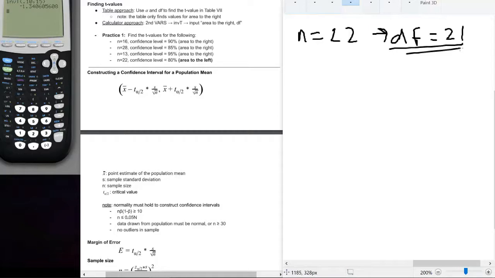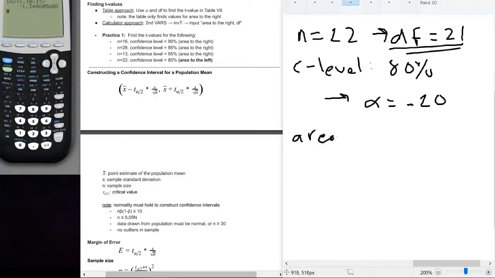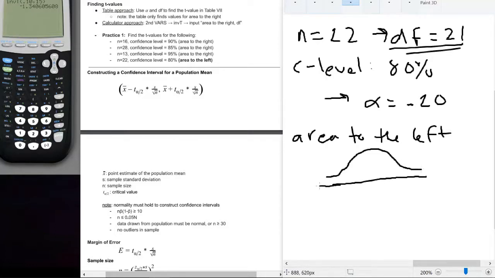They give us a confidence level of 80%. Let's go ahead and make a note of the alpha. Alpha should be the remaining 20%, right? Let's put that in decimal form. And this time we're told that we have an area to the left. This time we have an area to the left. What does that change?